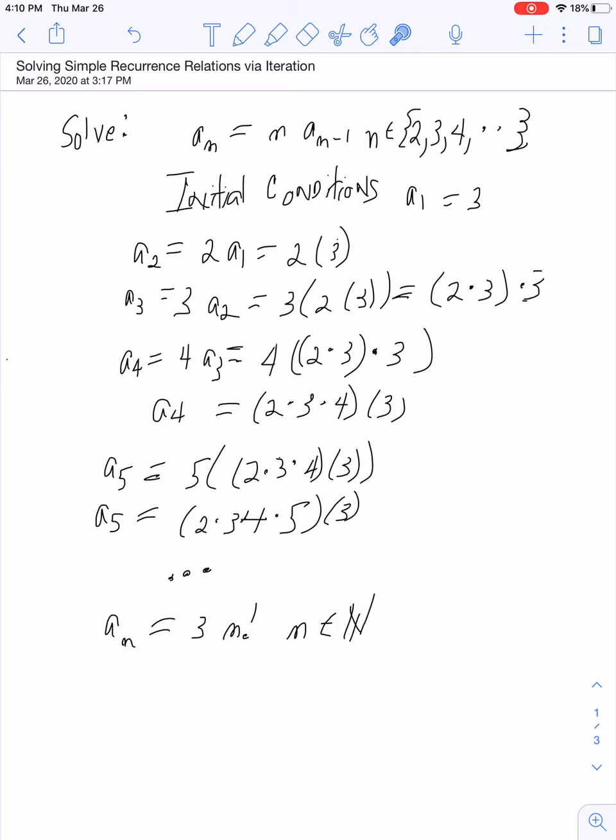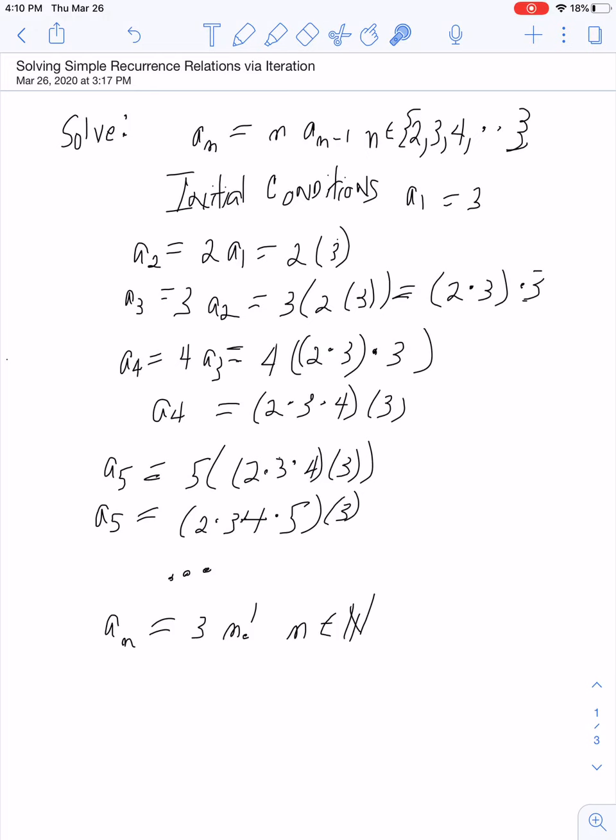Now I'm going to go on to a sub 4. A sub 4, by our definition again, is what? 4 times a sub 3. So that's equal to 4 times, and then a sub 3 is 2 times 3 times 3. Again, I'm going to group the terms that come from the same piece of the recurrence relation, that come from n. And those numbers are 2 times 3 times 4. So I group those together and I see a sub 4 is 2 times 3 times 4 times 3.